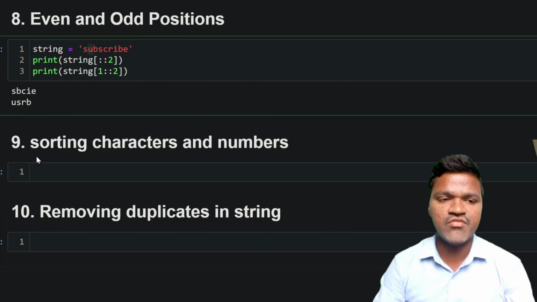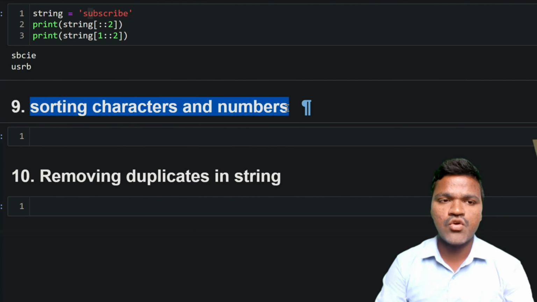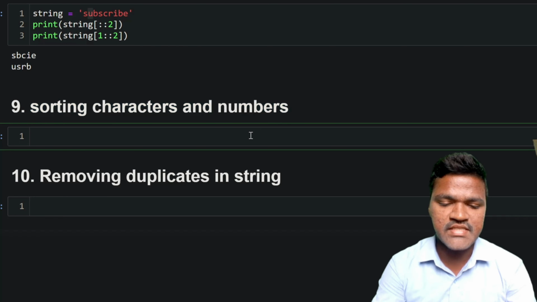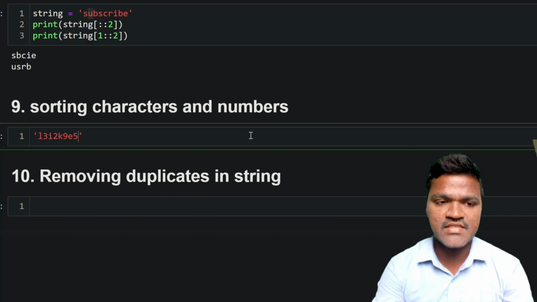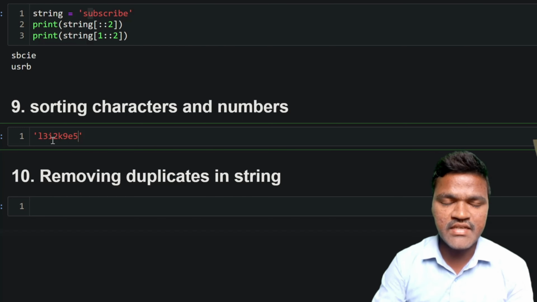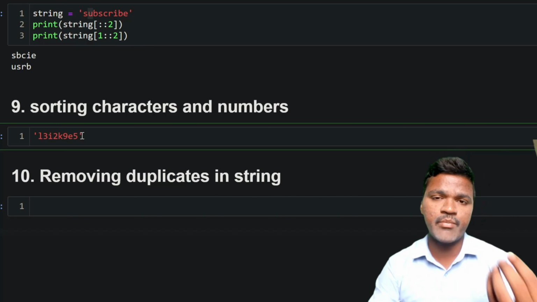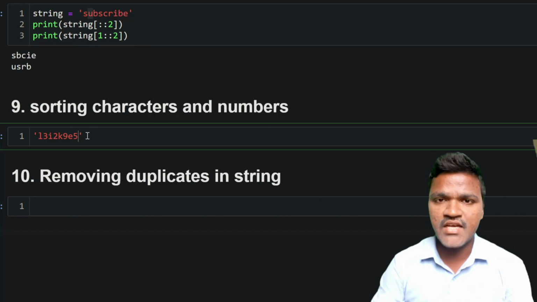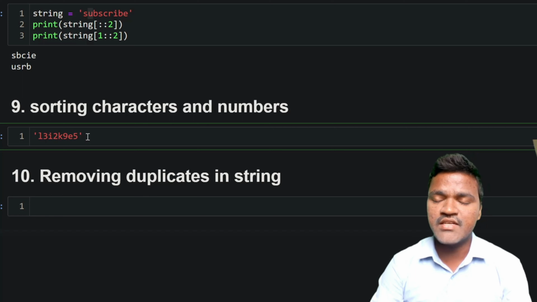So let's go ahead and see one more problem, which is sorting characters and numbers. What this problem means is that, let's say I have this particular string L3, I2, K9 and E5. Like that I have some characters and some integer values. What I need to do is get the characters at the beginning of the whole string, and at the end of the string I need to get these numbers. So let's go ahead and do that.